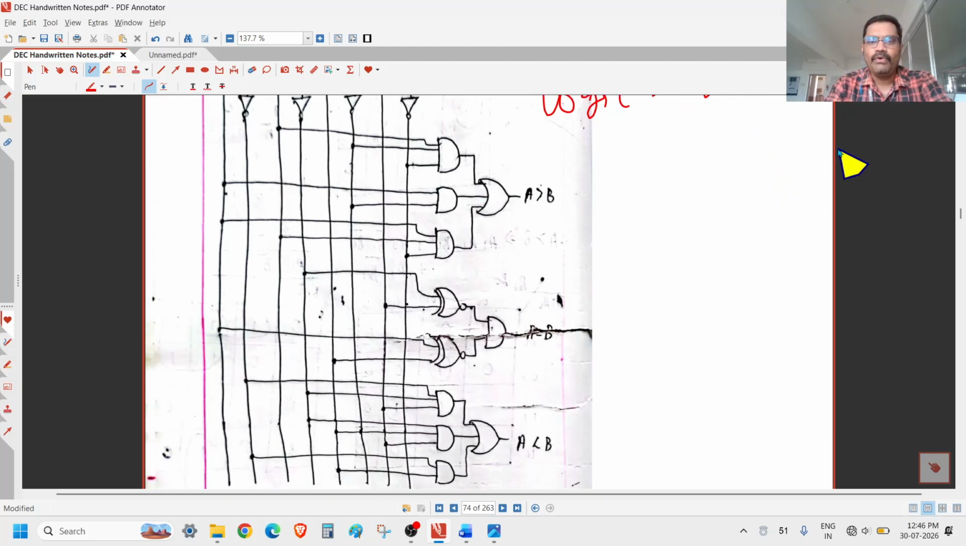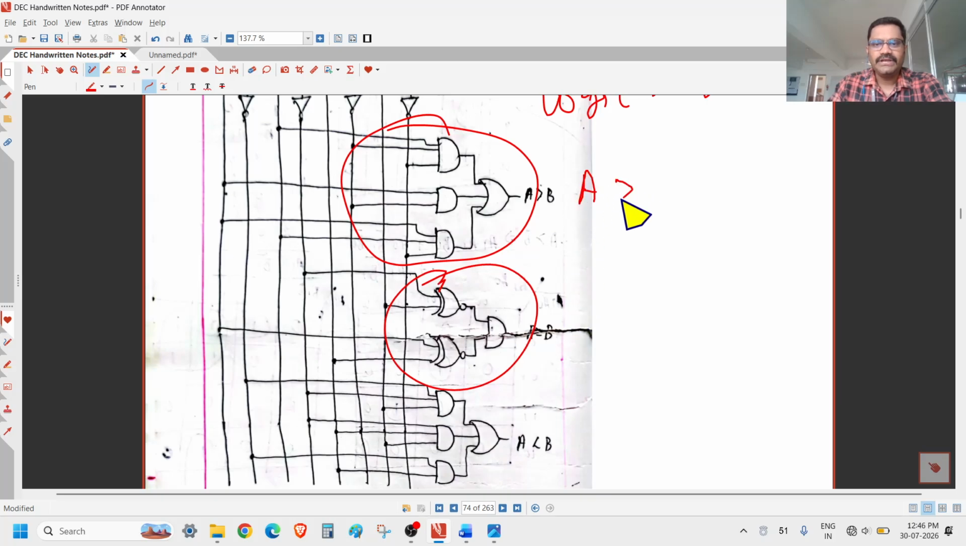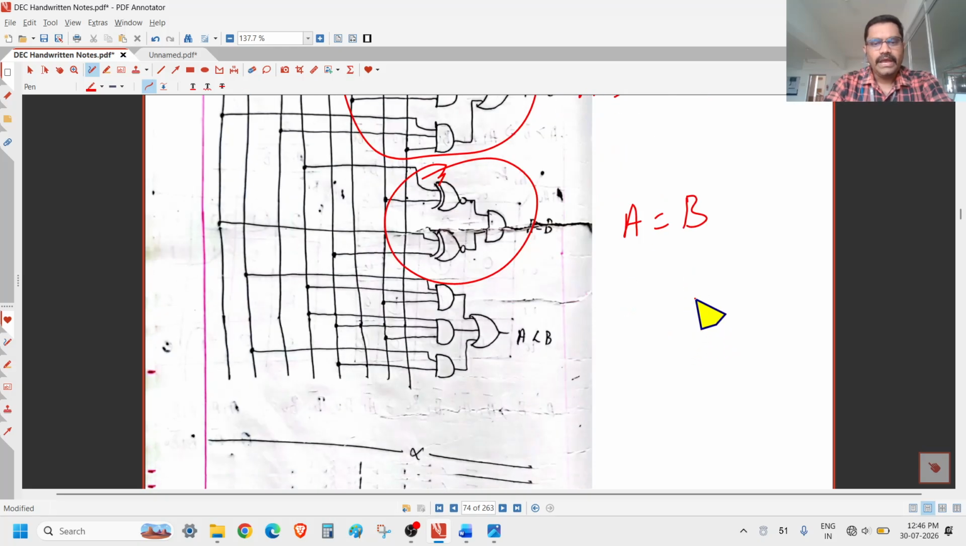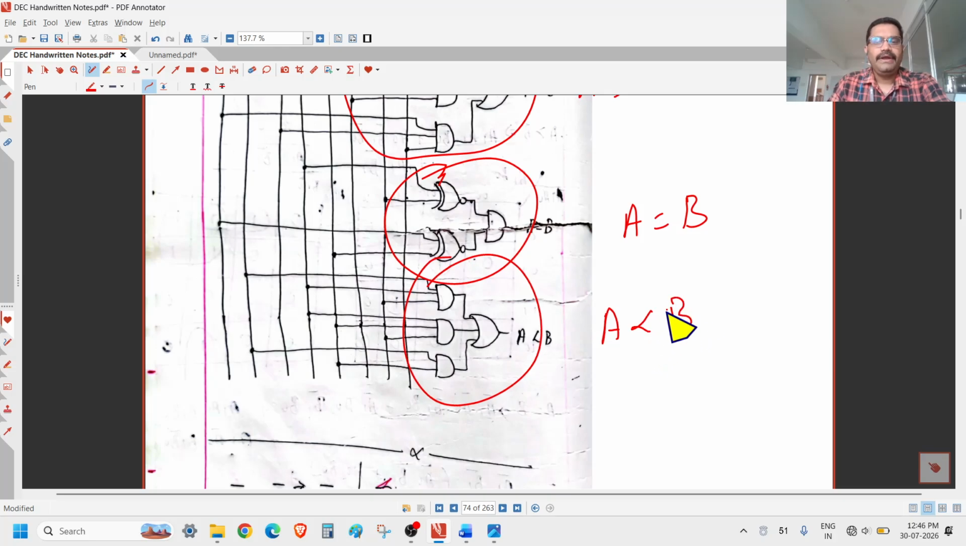Like a stick diagram. Okay, so here you just mention this is the logic diagram for A greater than B, this is the logic diagram for A equal to B, and this is the diagram for A less than B, right? So this is how you design the magnitude comparator.